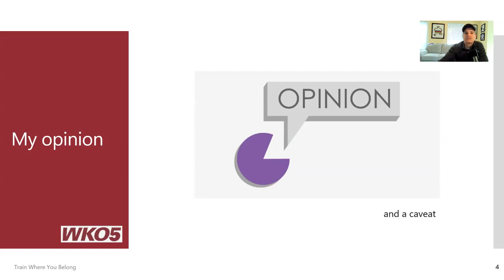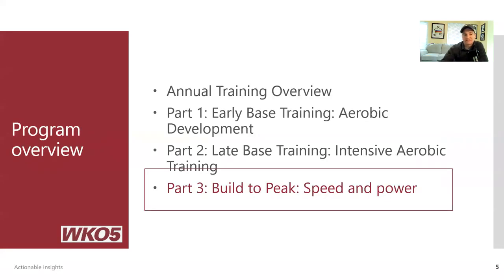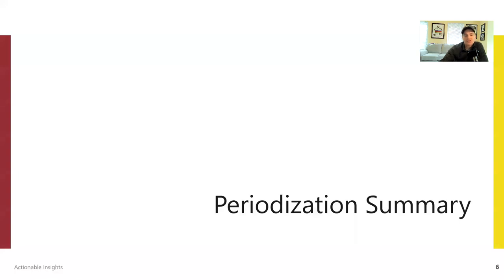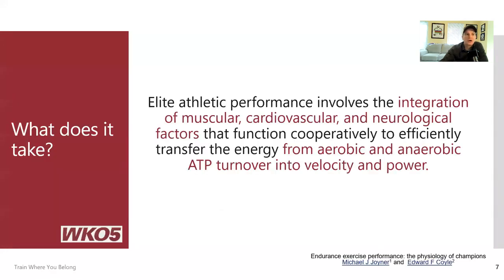Okay, now. As I stated, today is part 3 of the ongoing series, Build to Peak. And this is the idea of building speed and power. Quick little summary of the presentation so far. I always start off with this same slide. It really is understanding that elite athletic performance is an integration of muscular, cardiovascular, and other neurological factors. At the end of the day, we're trying to build velocity and power.